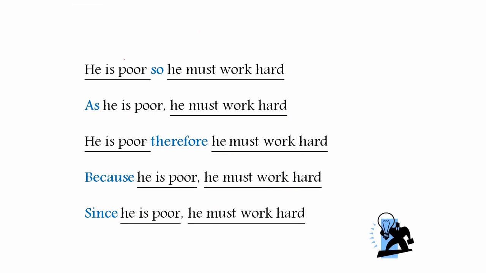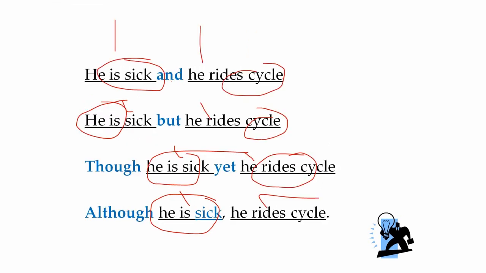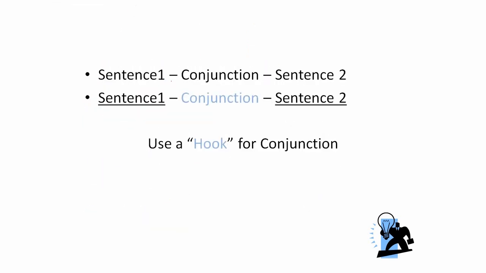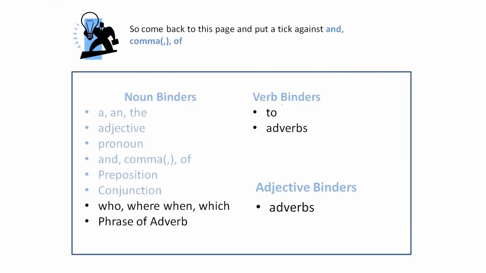Okay, right, the same goes here. We see the two sentences, we must break them into segments separately, and we join them using a hook like this. That's the rule for conjunction. So you may want to write these examples in your notes under conjunctions. So that's the rule, this is how you use the hook and join sentence 1 and sentence 2. Correct? That's right. So let us add conjunction to the list of non-binders in your binders page.